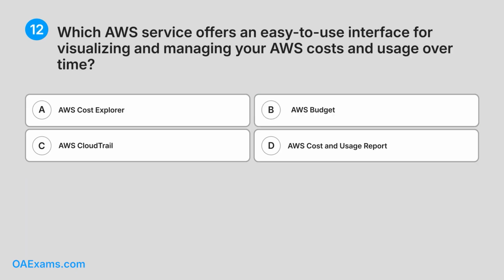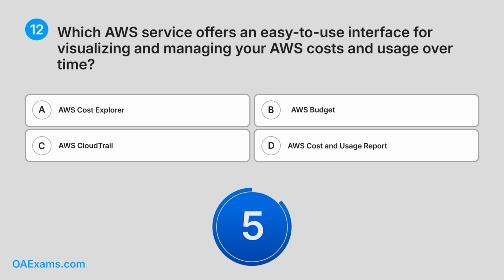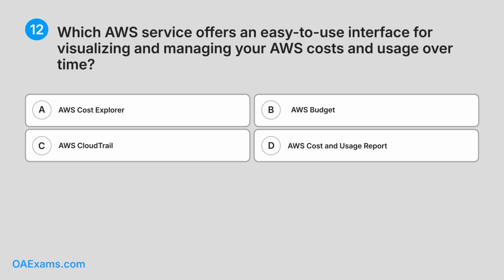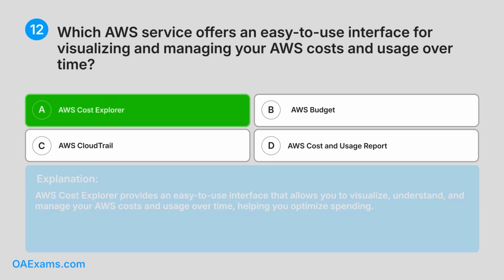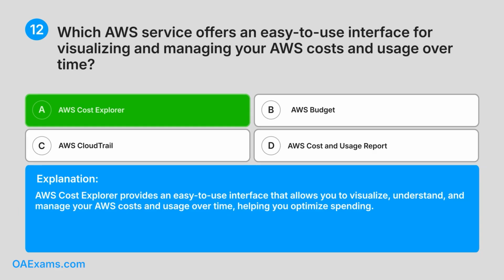12. Which AWS service offers an easy-to-use interface for visualizing and managing your AWS costs and usage over time? A. AWS Cost Explorer. B. AWS Budgets. C. AWS CloudTrail. D. AWS Cost and Usage Report. Can you guess the answer? Correct answer: A. Explanation: AWS Cost Explorer provides an easy-to-use interface that allows you to visualize, understand, and manage your AWS costs and usage over time, helping you optimize spending.